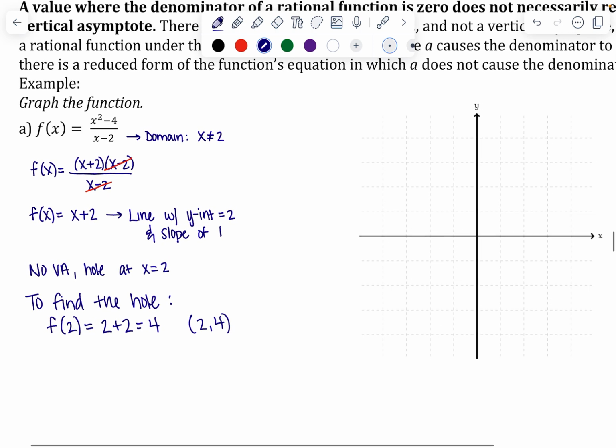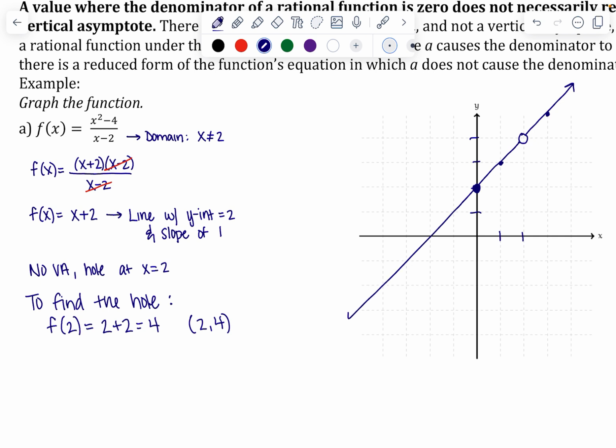All right, so if we graph this, we have a hole at 2, 4. We have a y-intercept of 2. And we have a slope of 1. And then we're going to draw our line, a straight line, leaving that hole or that open circle where it's at. And that is the graph of the function.